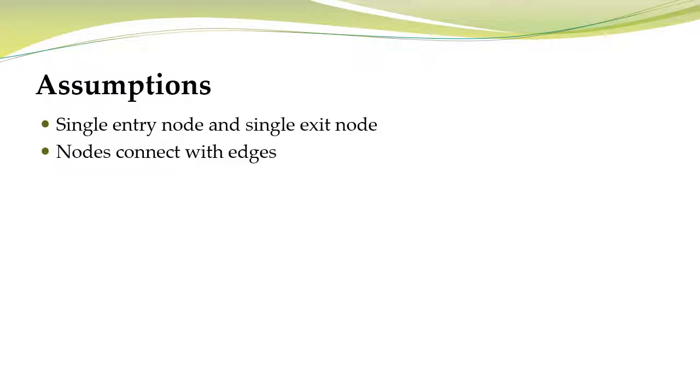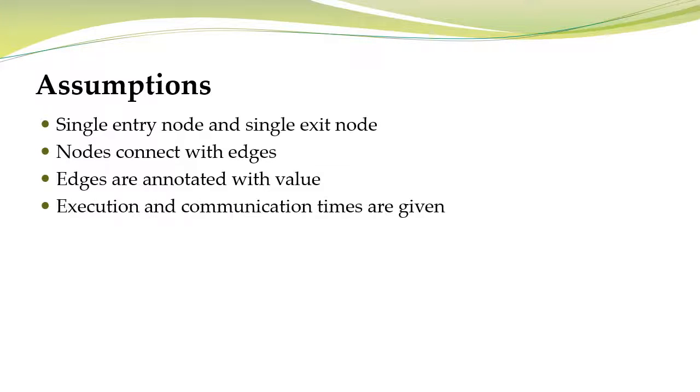So we consider that a DAG starts with a single entry node and has a single exit node. Each node connects to other nodes with edges, which represent the node dependencies. Edges are annotated with a value which indicates the amount of data that needs to be communicated from a parent node to a child node. For each node, the execution time on each different machine available is given. In addition, the time to communicate data between machines is given too.